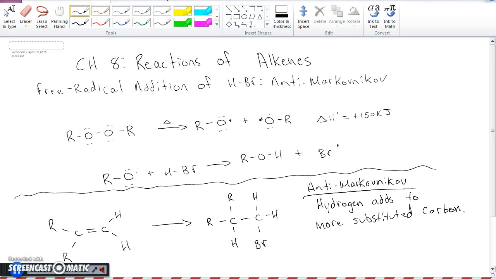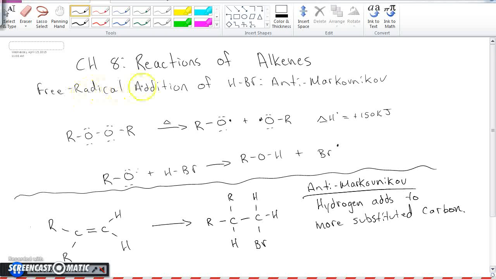During part 1 of chapter 8, we saw that you could add a hydrohalic acid to an alkene, and the halogen will add to the more substituted carbon, and the hydrogen to the less substituted carbon, which is a Markovnikov addition. There is a way to reverse the process and actually get the hydrogen to add to the more substituted carbon, which is what we'll look at now.